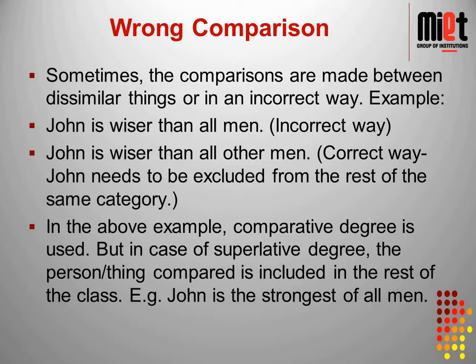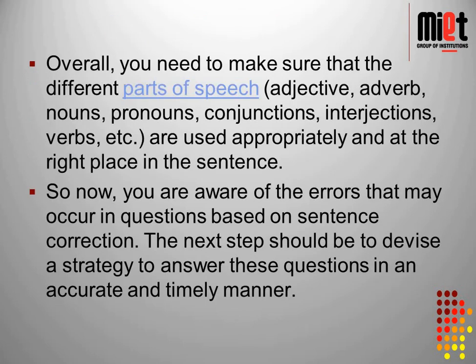In the above example, comparative degree is used, but in the case of superlative degree, the person or thing compared is included in the rest of the class. For example, John is the strongest of all men. Overall, you need to make sure that the different parts of speech, for example adjectives, adverbs, nouns, pronouns, conjunctions, interjections, verbs, etc., are appropriately used and at the right place in the sentence.